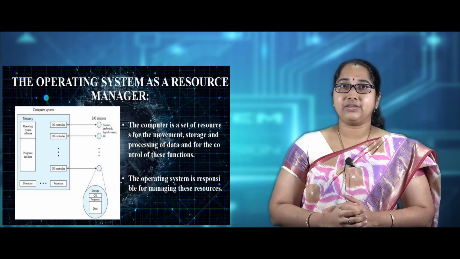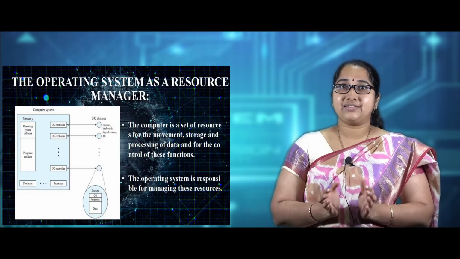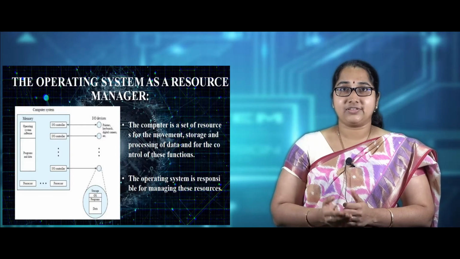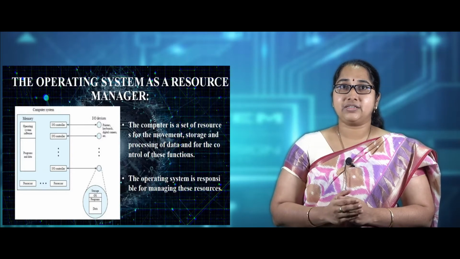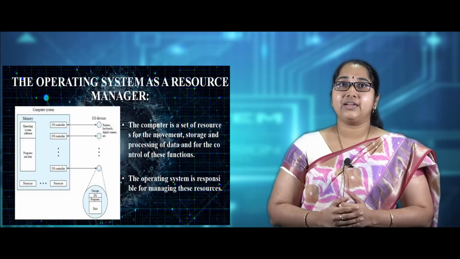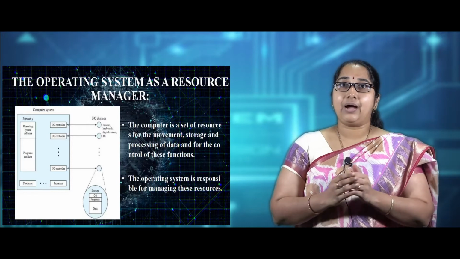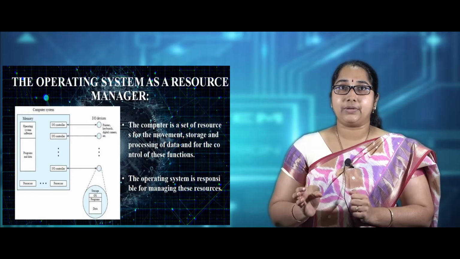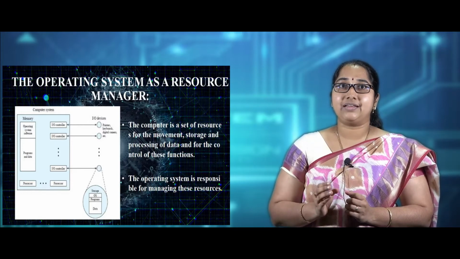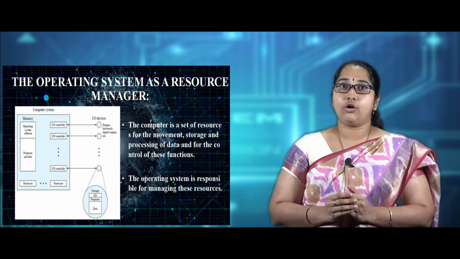The second role of an operating system is the operating system as a resource manager. We all know that a computer is a set of resources used for transportation, storage and processing of data. So in this case, the operating system manages all these resources, like the input devices, the output devices and the data storage devices. A part of the operating system is present in the main memory. It contains the most frequently used data of the operating system as well as the currently used data of the operating system. This is called the nucleus or kernel of the operating system.